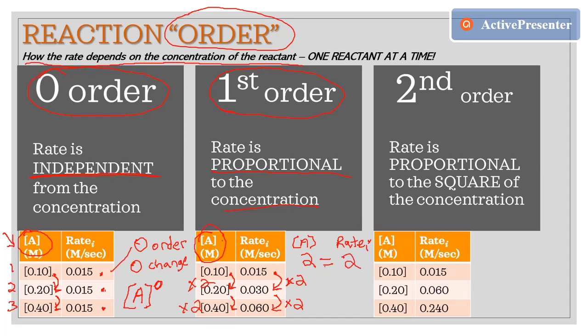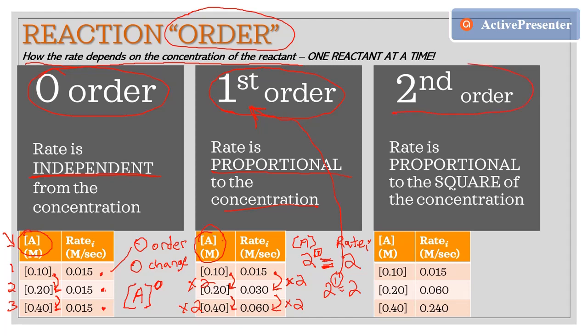So to make this equation correct, 2 equals 2, we need an exponent up here, and that exponent is 1 because 2 to the first power equals 2. So this 1 means it's going to be the first order. As you can see, the rate is proportional to the concentration. As the concentration is doubled, the initial rate also doubles.